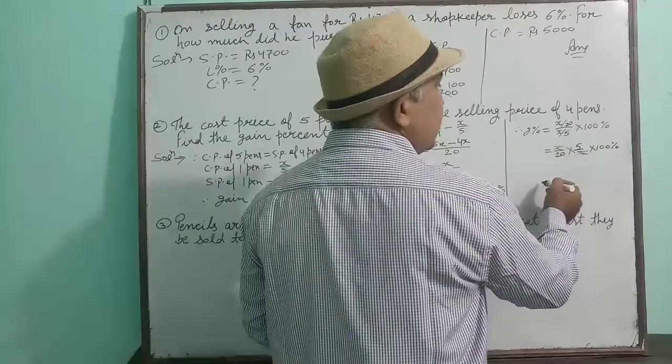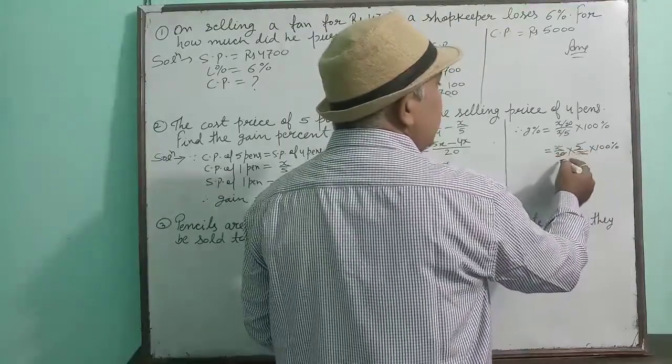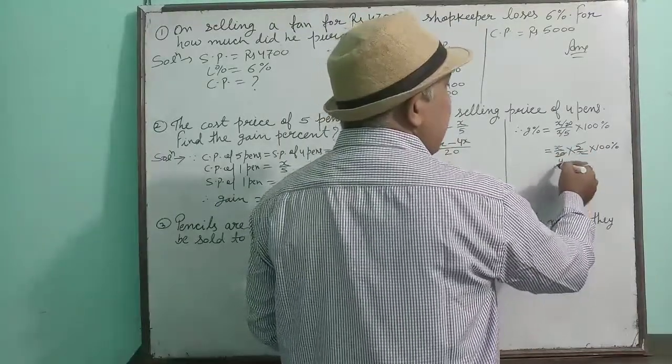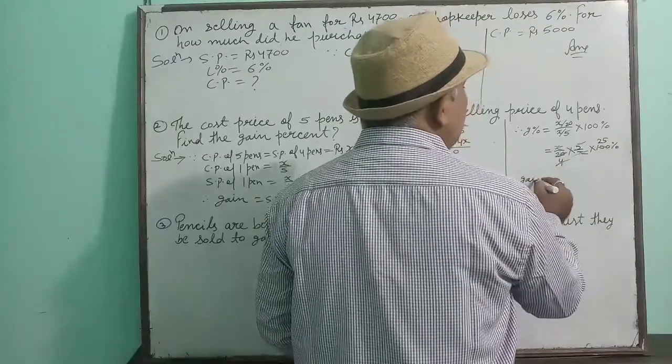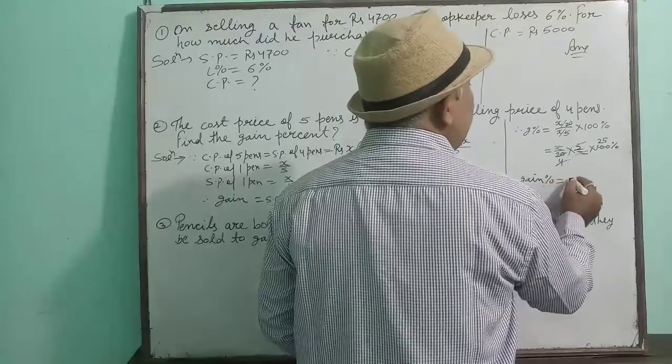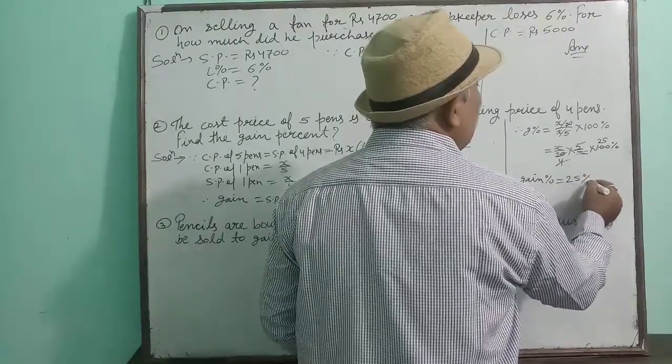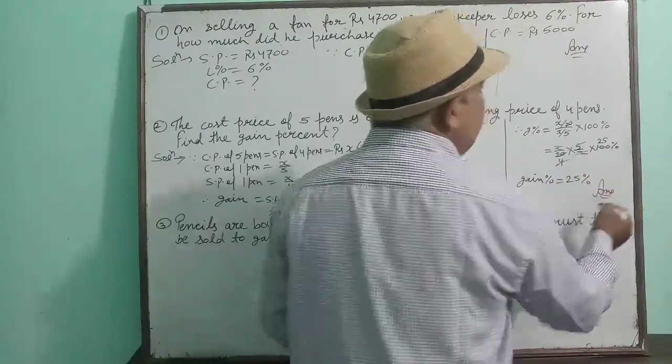Now solve and get your answer. X divides x. 5 divides 20 by 4 times. And 4 divides 100 by 25 times. That means gain percent is equal to 25%.